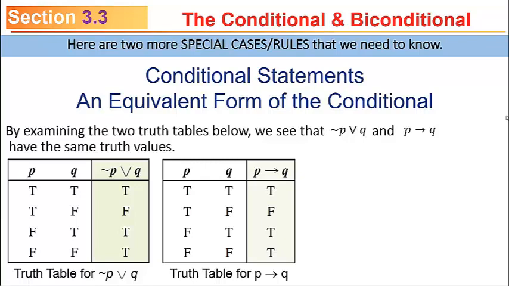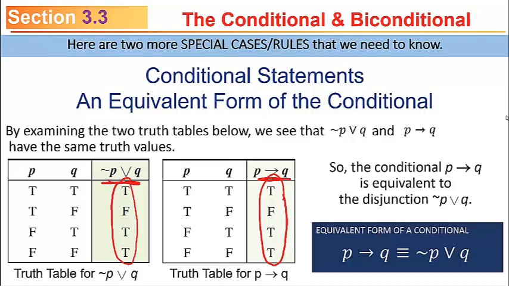The shaded column on the left truth table is true, false, true, true, and the shaded column on the second truth table is true, false, true, true. So they have exactly the same truth values. That means that those two forms are equivalent to each other because they produce exactly the same truth values. So what I've shown is that the conditional P implies Q is equivalent to the disjunction not P or Q.